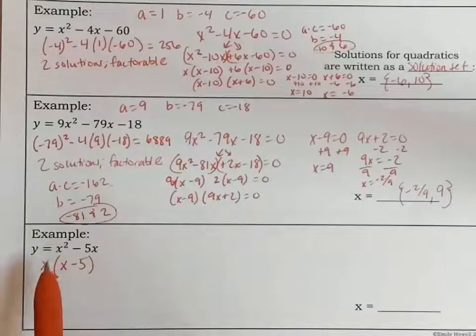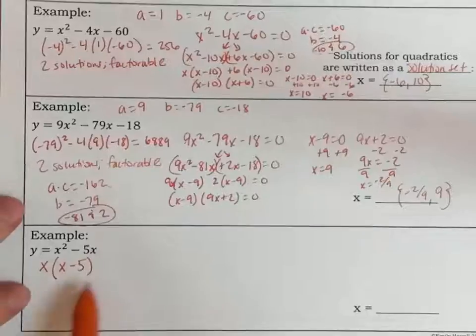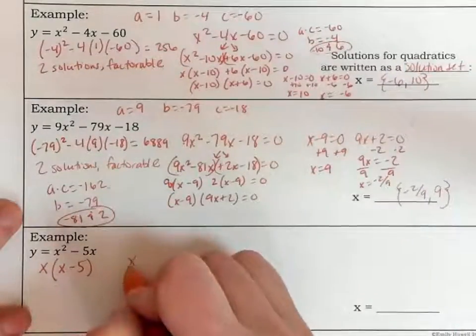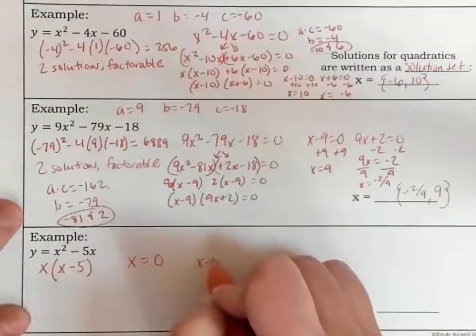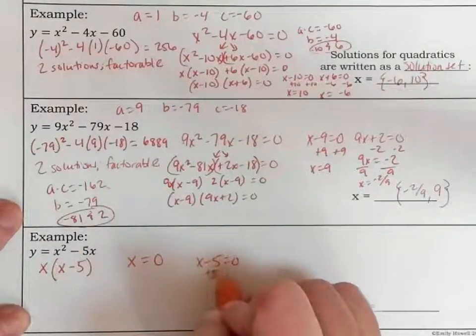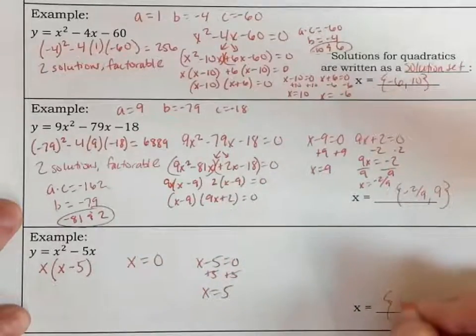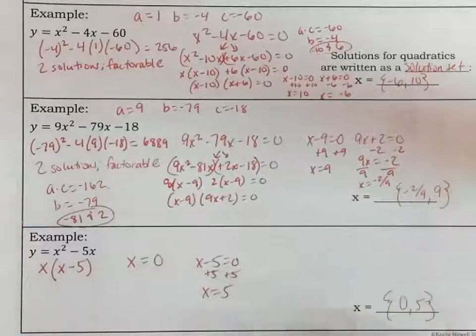So at this point, I can go ahead and say that this has been factored, and I can set each of these factors equal to 0 and solve. So x is equal to 0, and x minus 5 is equal to 0. Here, there's nothing to solve, and this one I add the 5, and I get x is 5. So my two answers here are going to be 0 and 5. It's going to cross the x-axis at 0 and at 5.